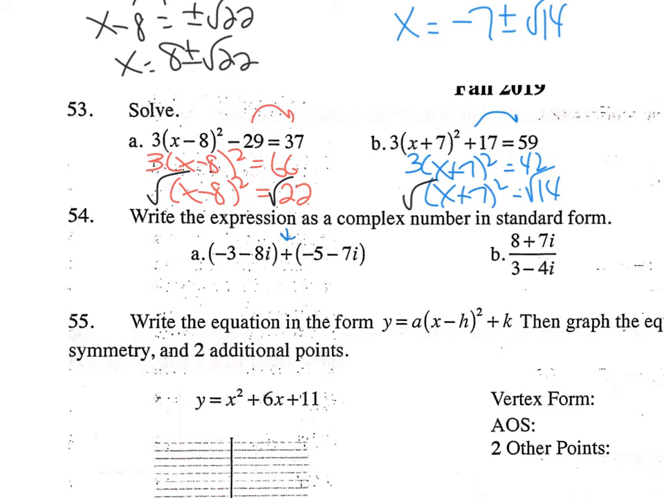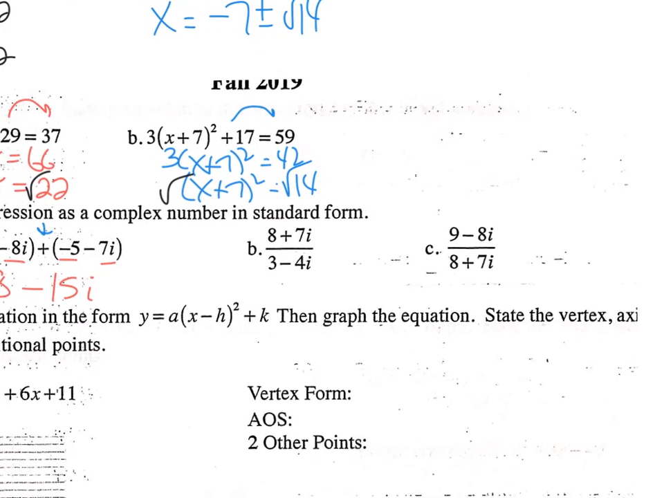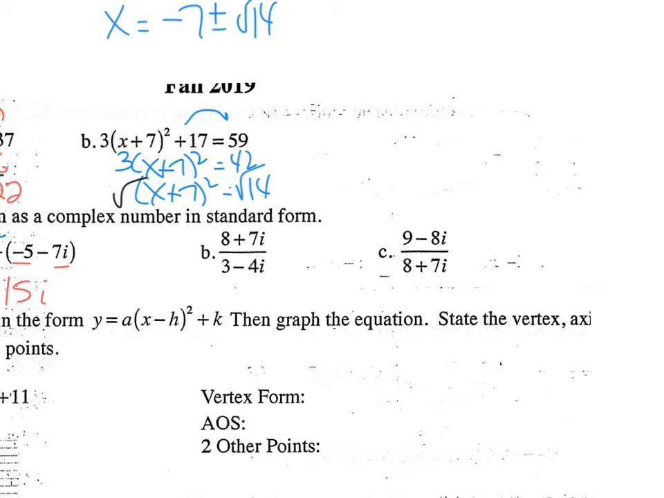It says addition, so I'm just going to add straight across. I'm going to add my negative 3 and negative 5. That's negative 8. Now I'm going to add my negative 8 and negative 7. That's negative 15. That's it. Part B is the longest thing we did, and C is with the imaginaries.